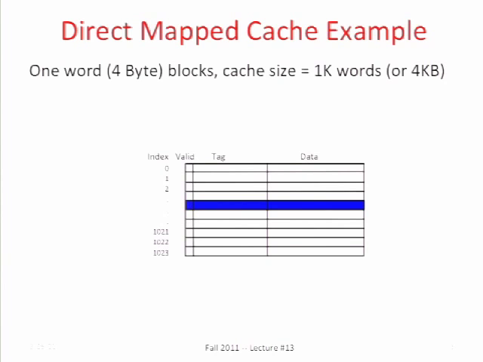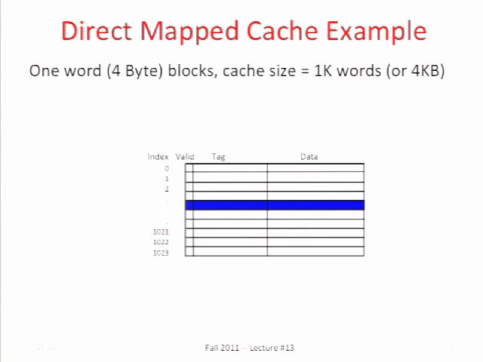Okay? So in this example, our cache block is 1 word in size. We're going to say a word is 4 bytes. So each block has 4 bytes of data, and there are 1K words. So it's a 4 kilobyte cache. Your processor is running. It needs something from memory. So it presents this 32-bit address. So what is that address going to be?